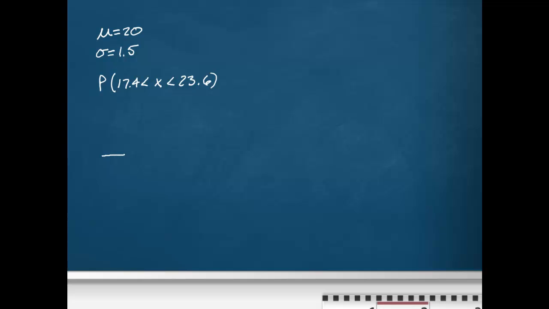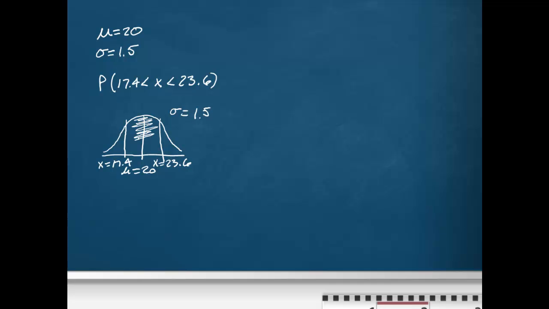We should begin by drawing a picture of the distribution and indicate that the mean is 20 and the standard deviation is 1.5. Then locate these values on the curve. We have 17.4, which will be to the left of this mean of 20, and we have 23.6 to the right. We're asked to find the probability that a randomly selected data value would lie between these values.